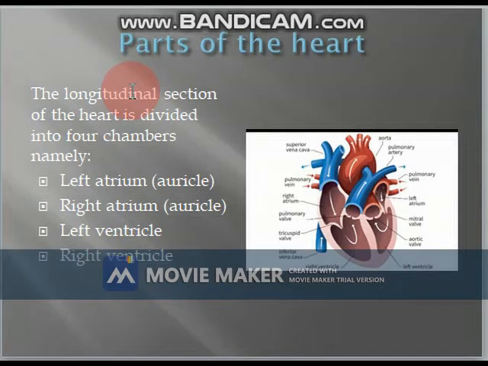Naturally, the heart is made up of 4 chambers. These 4 chambers are the left atrium, which is also called the left auricle, and the right atrium, which is also called the right auricle. We have the left ventricle and the right ventricle. On the screen, this is the right atrium. This is the right ventricle. The left atrium is somewhere here, and then the left ventricle. So these are the chambers that we are referring to.